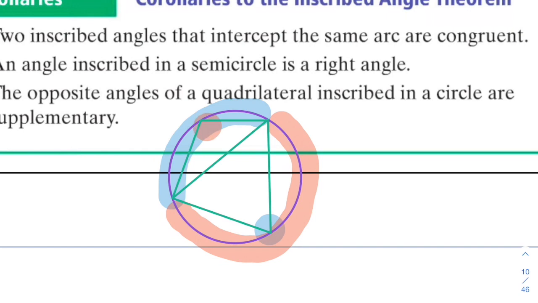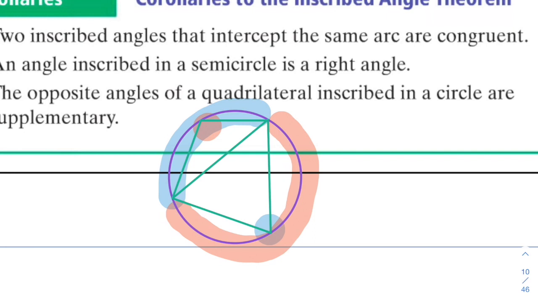So if the collective arcs together, the blue arc I drew in and the orange, sorry, that I highlighted, those arcs together, if those arcs add up to 360, then when you find half of the blue one and you find half of the orange one, you will then have half of 360, which is 180. And that's truly what this is saying.